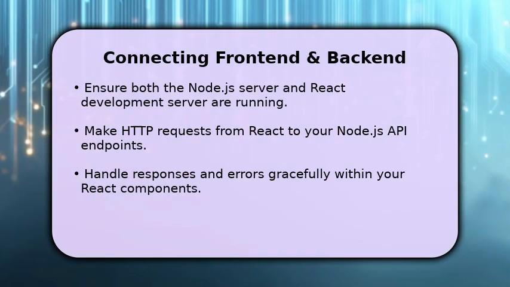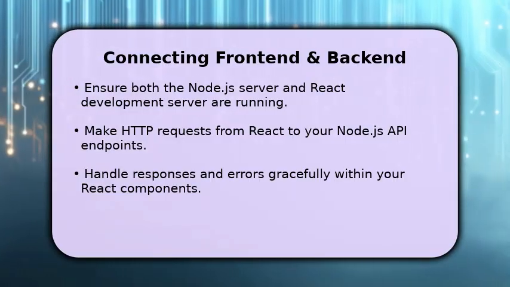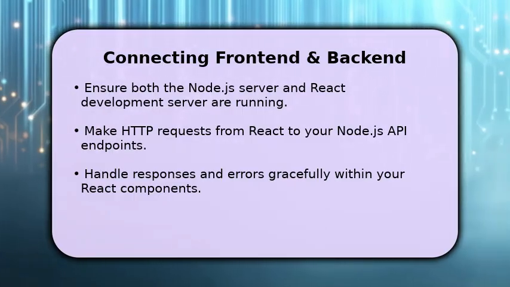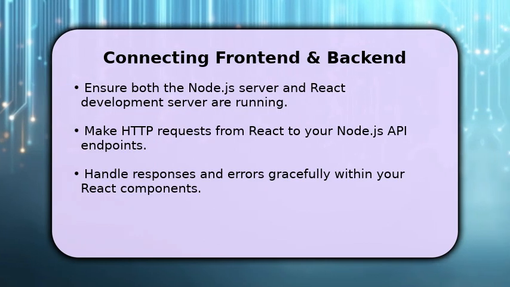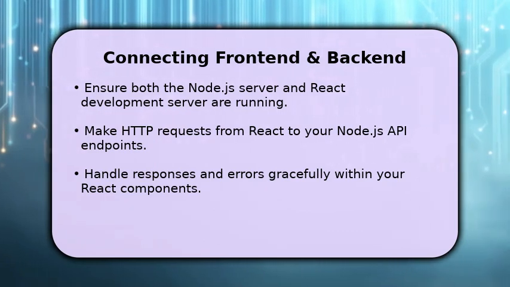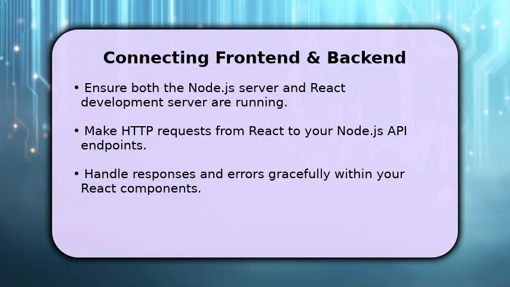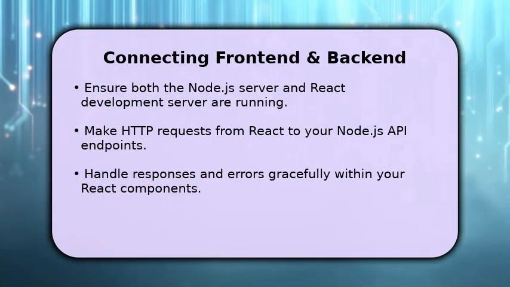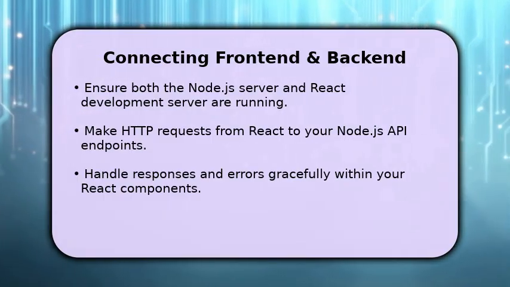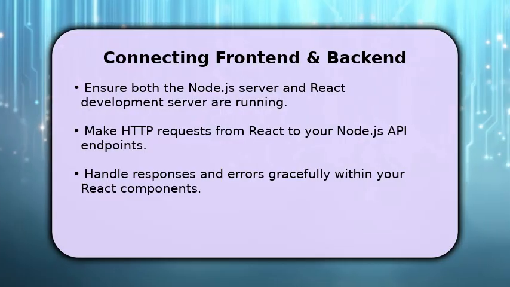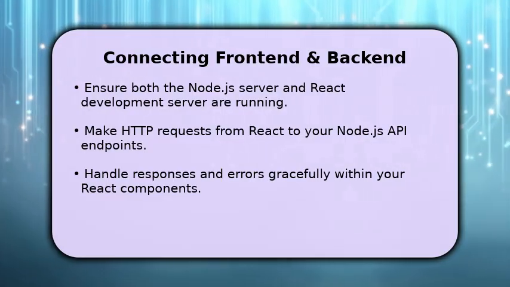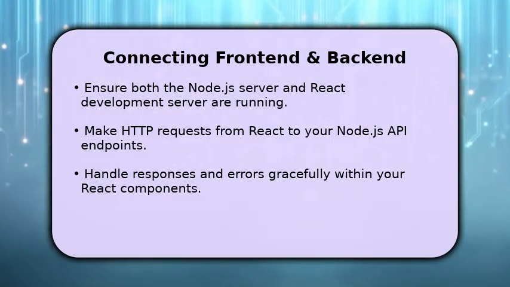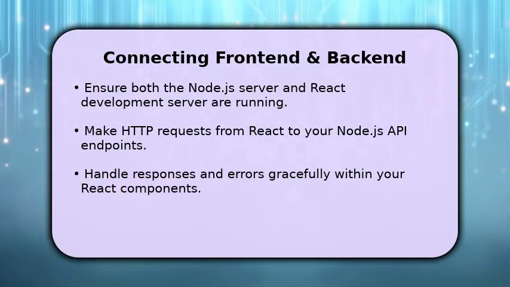Finally, let's connect them. First, ensure both your Node.js server and React development server are running concurrently, typically on different ports like 3001. From your React application, make HTTP requests to your Node.js API endpoints. For example, a GET request to http://localhost:3001/API/data. Handle the responses and any potential errors within your React components to provide a seamless user experience.